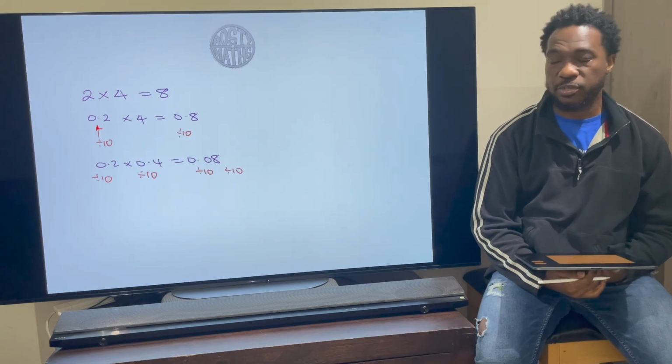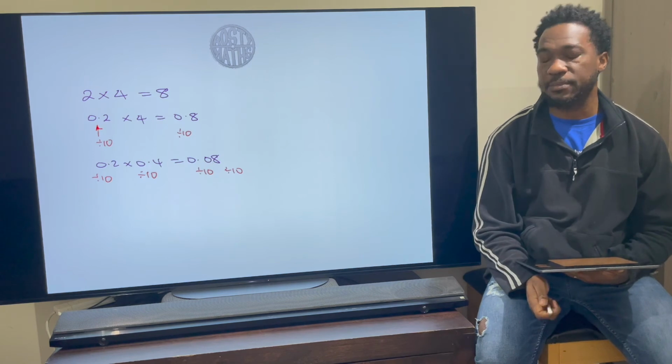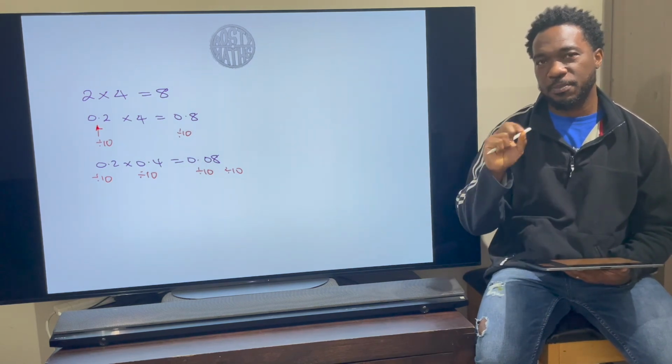So please make sure you've learned your times tables. It's vitally important that you are solid on your times tables and number bonds for that matter. But once you get these concepts, you're perfectly good.